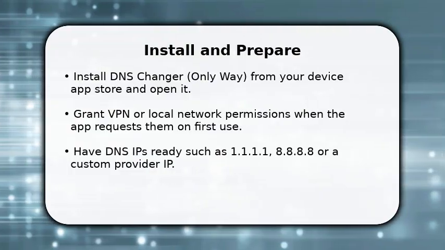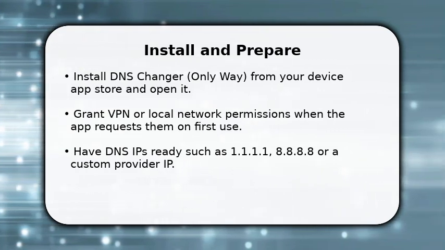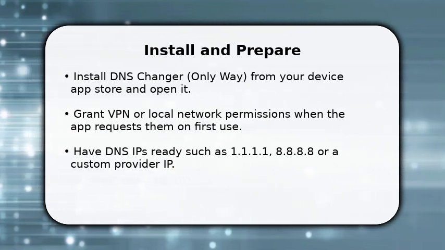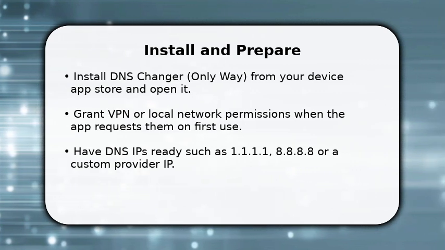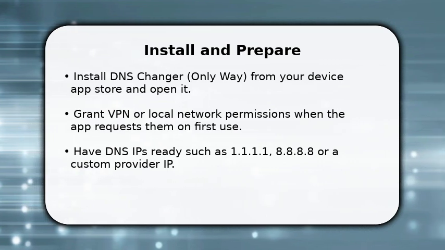Install DNS Changer only from your device app store and open it. Read the intro screen and accept basic terms if shown. Grant VPN or local network permissions when the app requests them on first use. These permissions let the app redirect DNS without rooting your device.